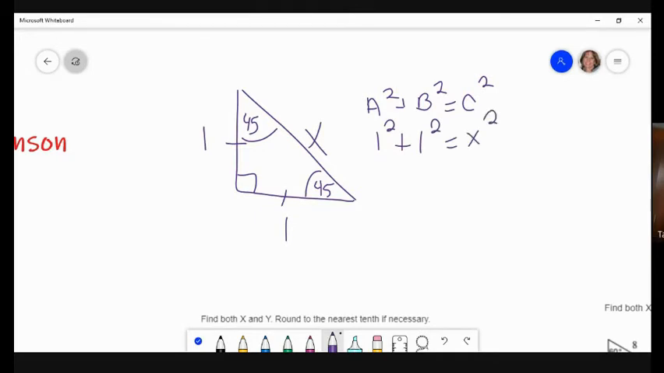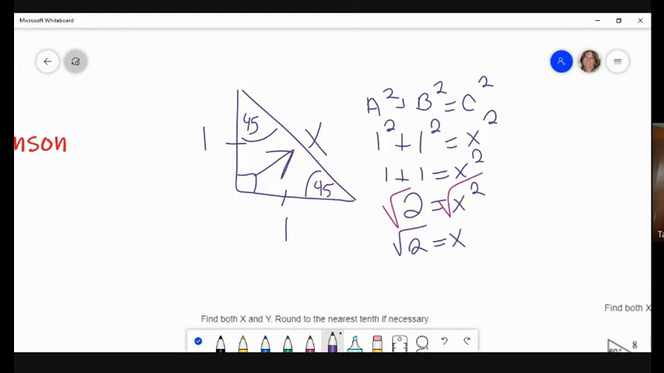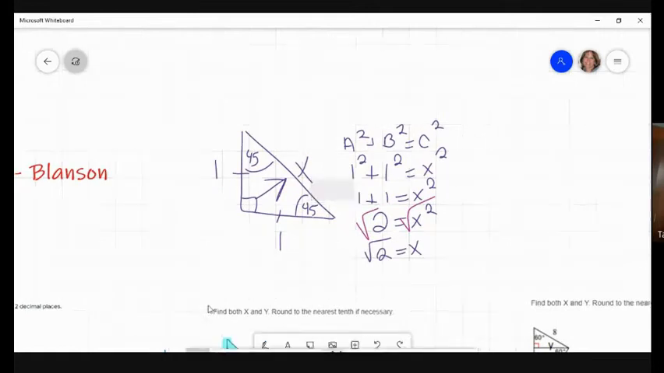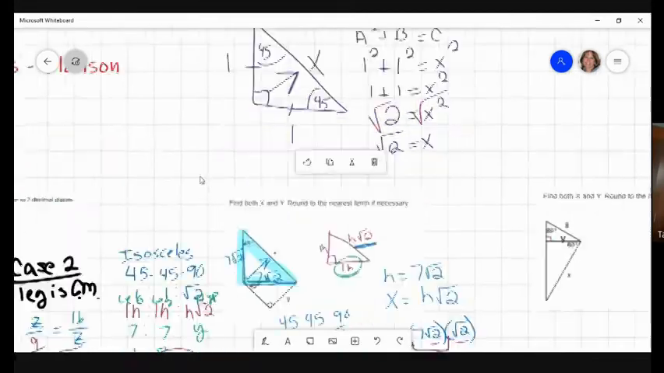All right, and 1 squared is 1. 1 squared is 1. And so I get 2. We still need to take the square root. So when we're left, we find that our third side, our hypotenuse, x, is the square root of 2. Okay, so that's like proving our ratios. So now on our problem below, I'm going to zoom out real quick and look at it.